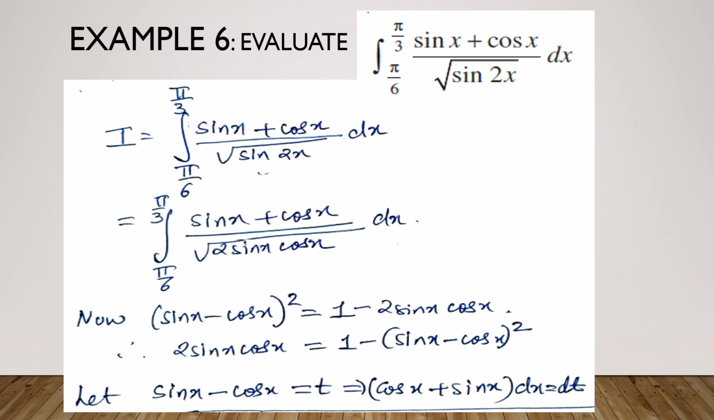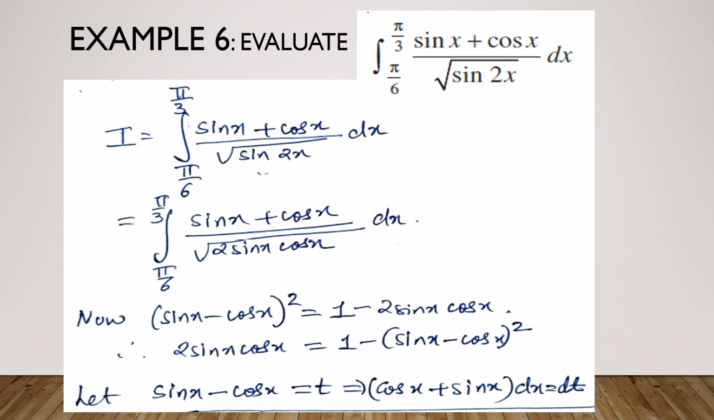Now you know that (sin x minus cos x) whole square is sin square plus cos square minus 2 sin x cos x. So sin square plus cos square is 1. So I can write 1 minus 2 sin x cos x. So what is 2 sin x cos x? It is 1 minus (sin x minus cos x) whole square. You will just come to know why we have done this.